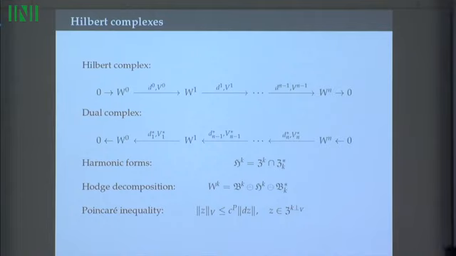And then the last thing we got is Poincaré's inequality, which is something quantitative. Given anything in one of the spaces that's orthogonal to the null space of D, its norm is bounded above by the norm of D z. We have this Poincaré inequality.